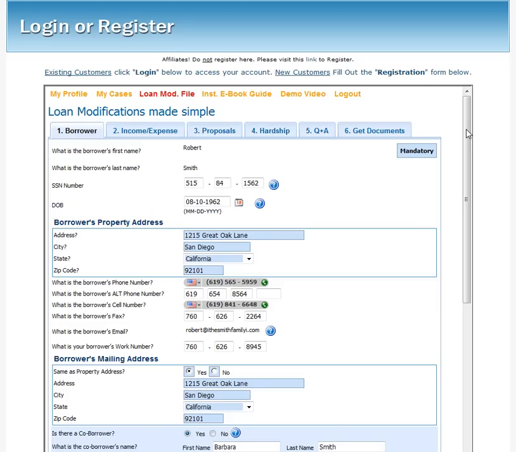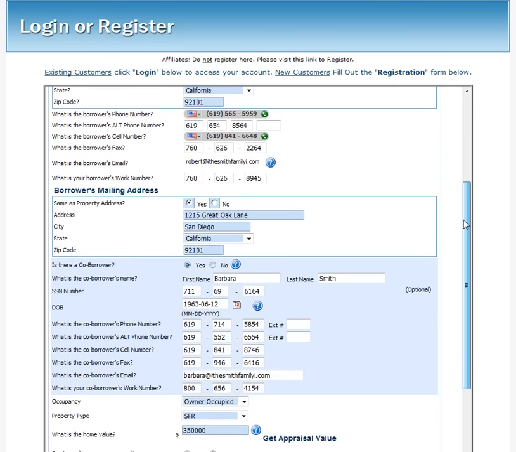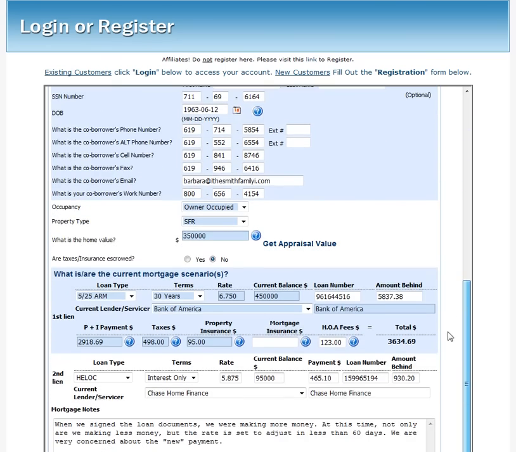To begin the process, enter your contact information. Please be as thorough as possible. Next, answer questions regarding your current mortgage. If you are not sure what a particular field is asking for, just roll your mouse over the help icon for guidance like this.